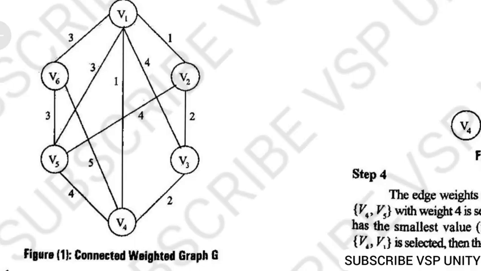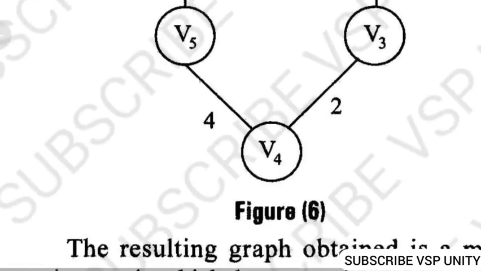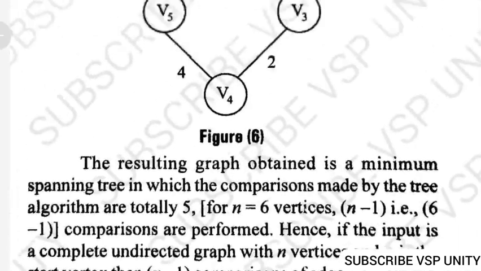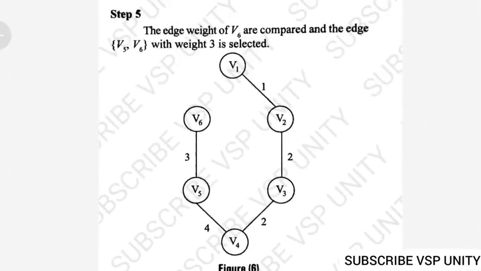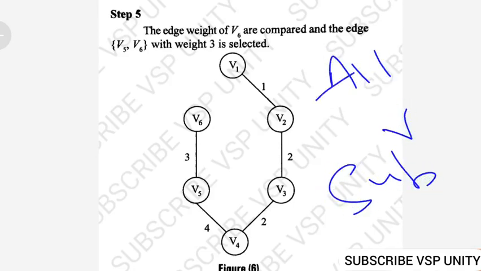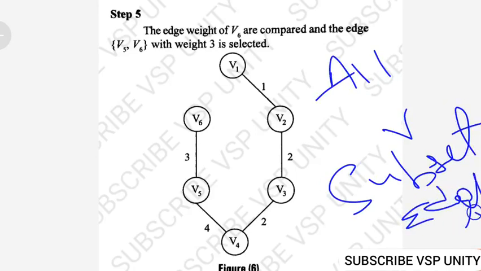Now look at your output. This is your final output. That is, we are having all the vertices and we are having a subset of edges. In this way, we will be using what?